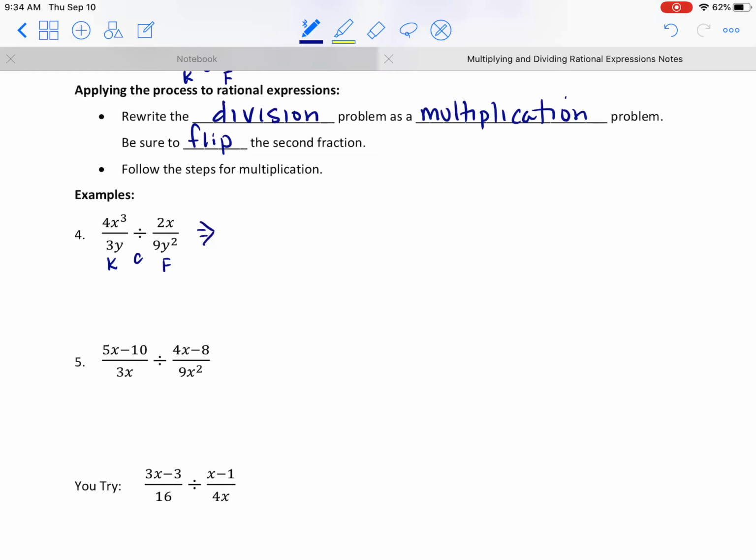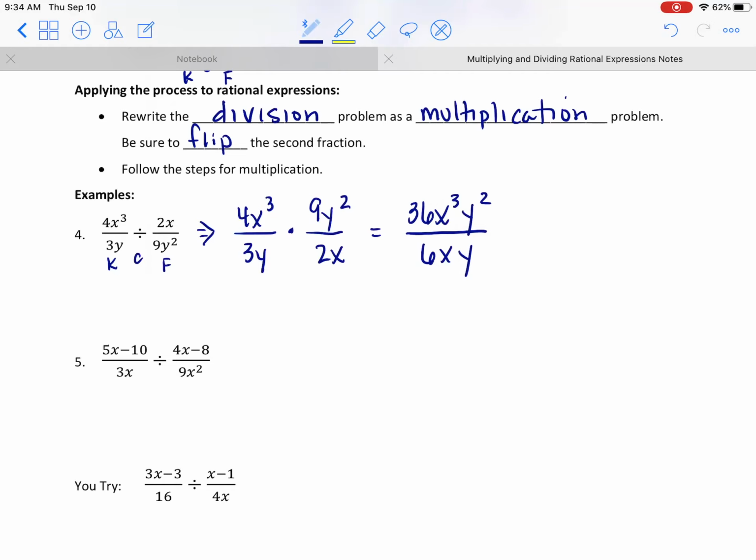So this is going to become 4x cubed over 3y multiplied by the reciprocal of that second fraction, so 9y squared over 2x. And now it's what we did on the front. So these fractions, all numerators, denominators, single terms, this is where I would take option 3. So I'm going to multiply straight across the top to make this 36x cubed y squared. Multiply on the bottom to make a 6xy.